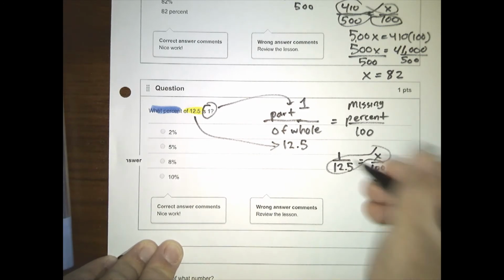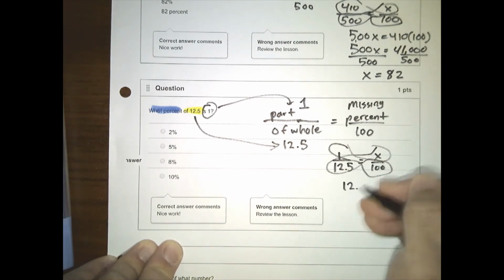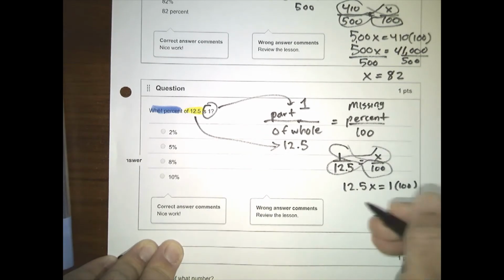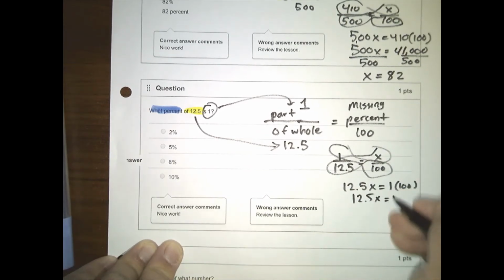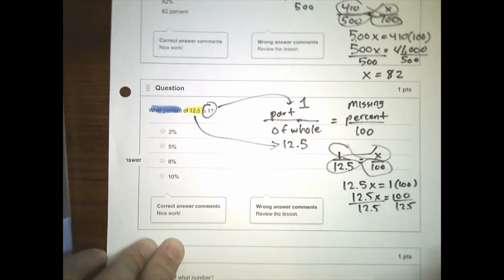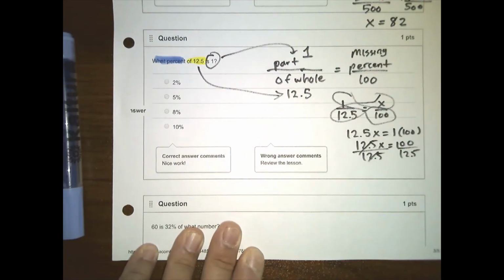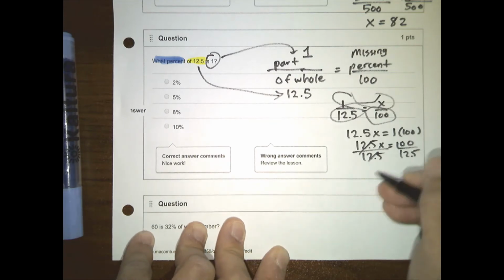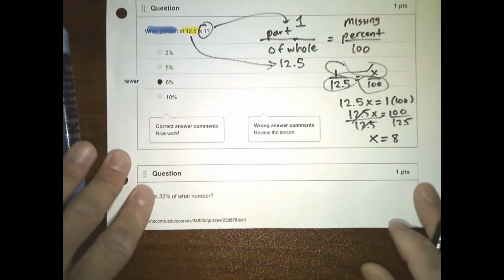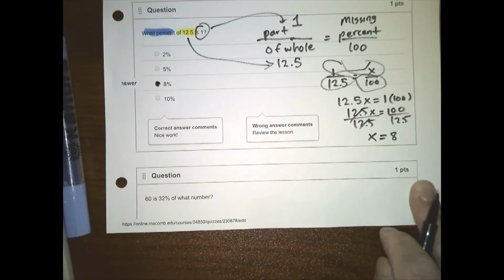Then I'll cross multiply. So 12.5x equals 1 times 100. So 12.5x is equal to 100. Then I'll divide by 12.5 on each side. So 100 divided by 12.5 gives me 8. So x is 8. So 8%. All right, so here is another one.